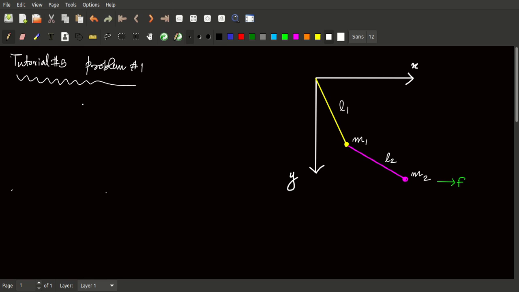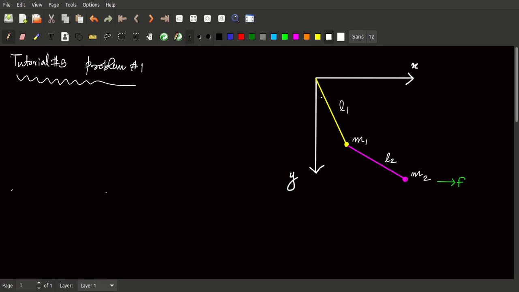As shown in the figure, a double pendulum consists of two massless strings of length L1 and L2, and the masses of the bobs are M1 and M2. By applying the method of virtual work, find the value of theta 1 and theta 2, which are the angles that the strings make with the vertical when the horizontal force F is applied on the lower bob. So this is the question.